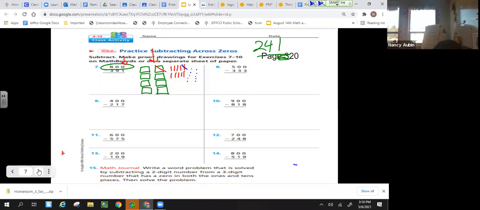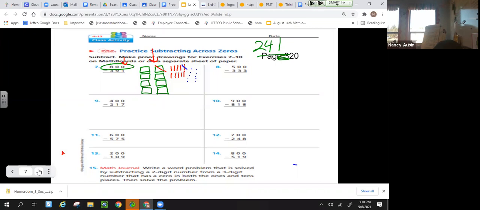Right? So this is exactly what we're doing when we're subtracting and making new groups, ungrouping, borrowing, however you want to say it. Now we're going to be able to take away 391, aren't we? Let's try it.